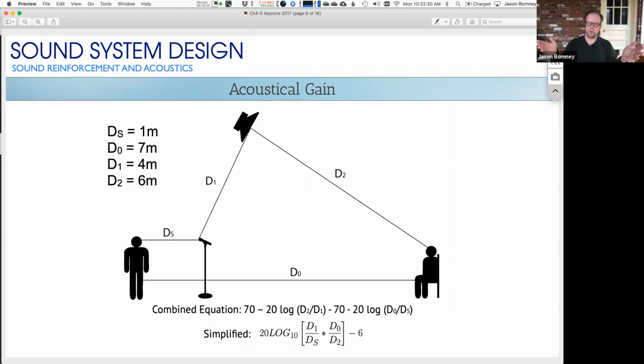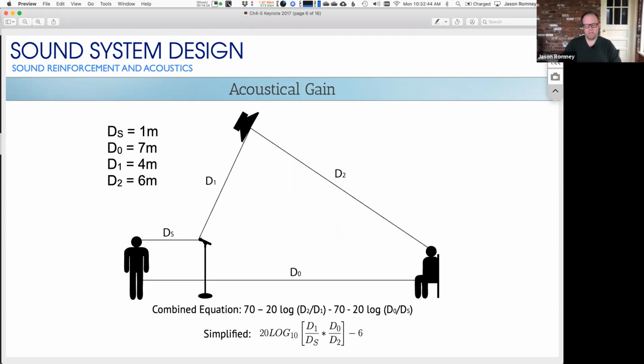So even though the level of the talker has nothing to do with your gain, it is true that the louder they talk, the less gain you might need in order to get them to be understood and heard by the audience. So that is true, but not always. I mean, if it's an enormous room, it may not matter how loud they talk.